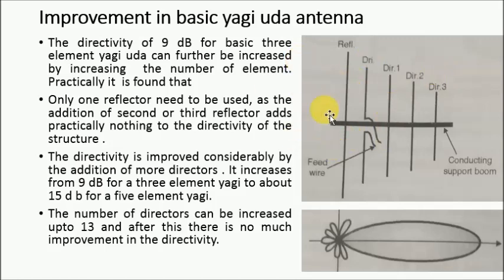Now if you see the directivity, it is 9 dB for the basic 3-element Yagi-Uda antenna, and it is increased by increasing the number of elements. So directivity can be increased by increasing the number of elements, and this is a very good convention in the case of the Yagi-Uda antenna. Only one reflector is needed, and the second and third reflectors are added practically to increase the directivity.